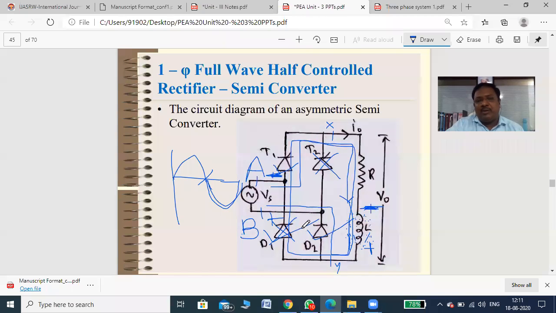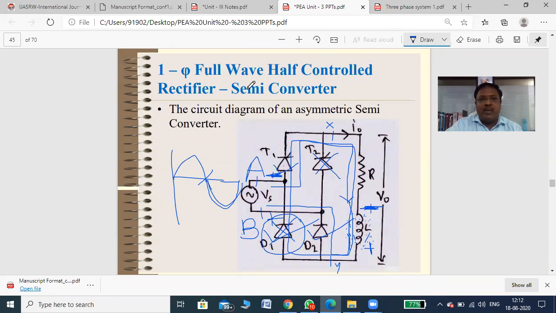Why has this happened? Basically, diode D1 acts as a freewheeling diode. T1 is already on till the cycle is positive. So as soon as the supply gets reversed, what happens? The inductor immediately starts to release the energy through D1, T1, back to the load, right?